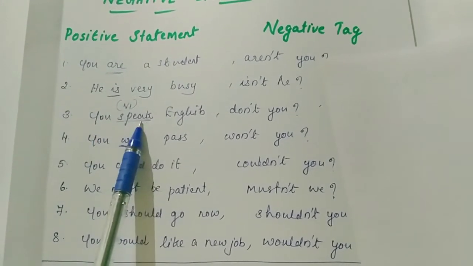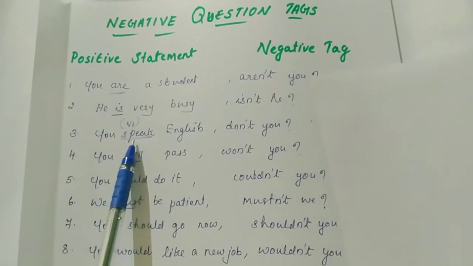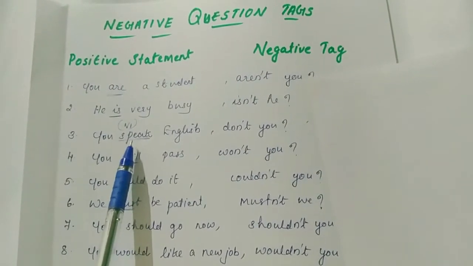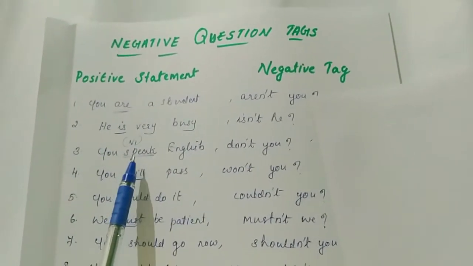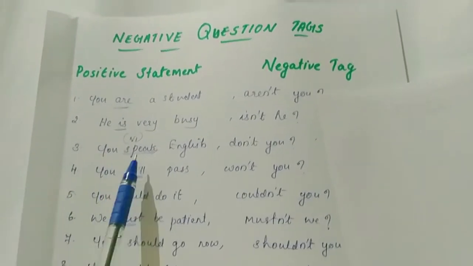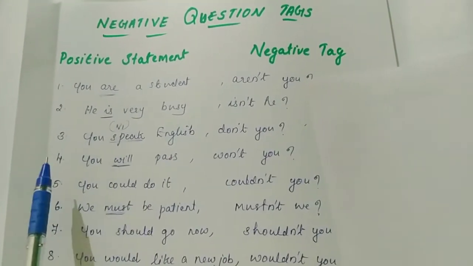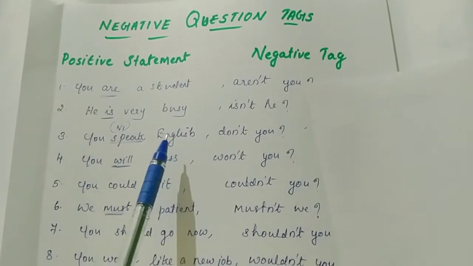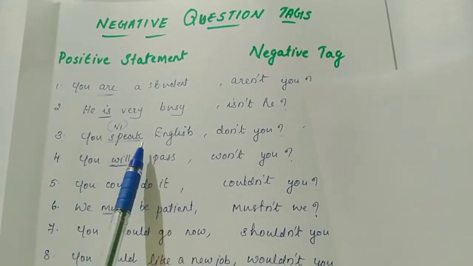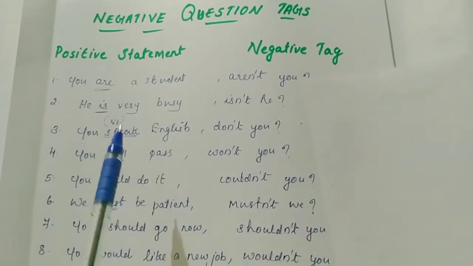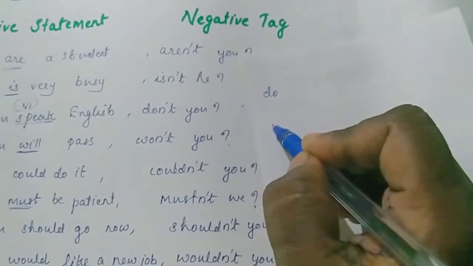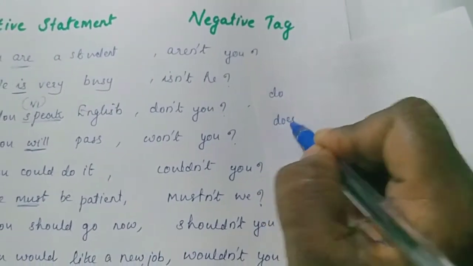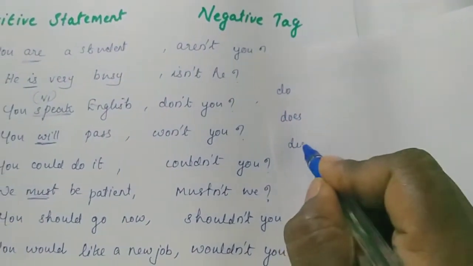Here there is no auxiliary form. If there is no auxiliary form in a sentence, we should take the verb of that sentence. Here the verb is speak. And if no auxiliary form is there, we can get the help of three helping verbs. They are do, does, did.